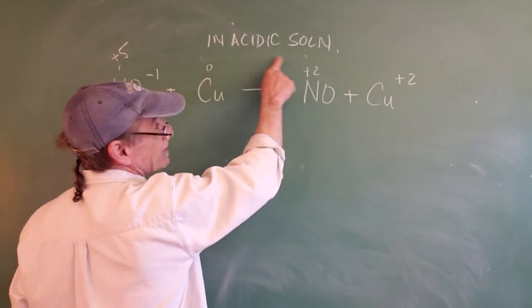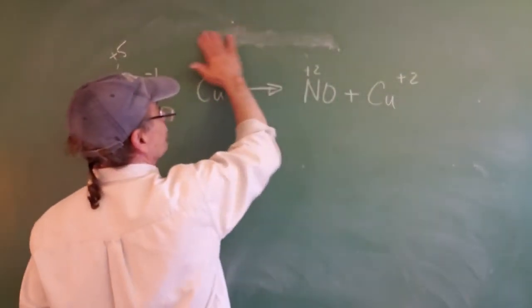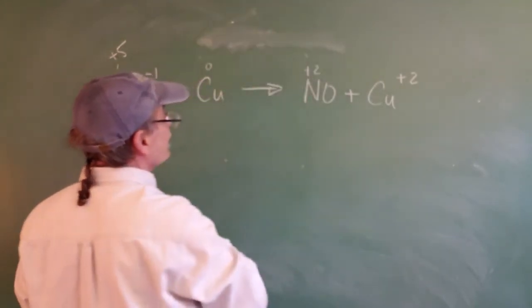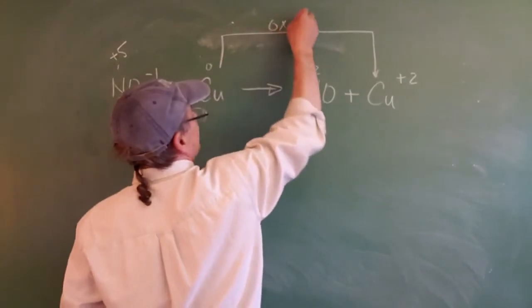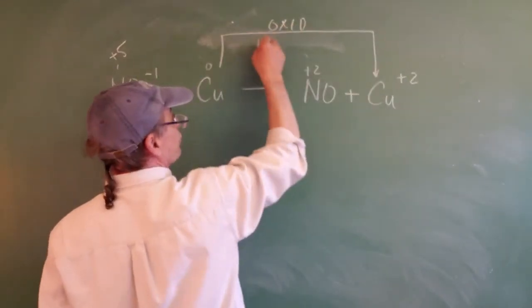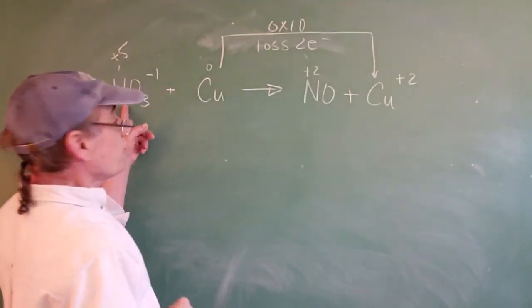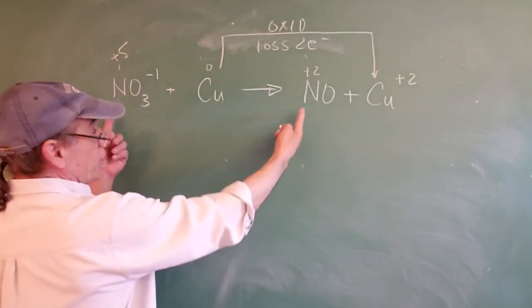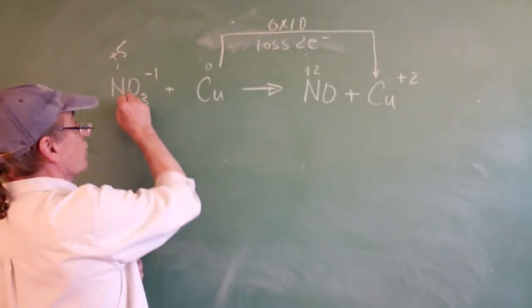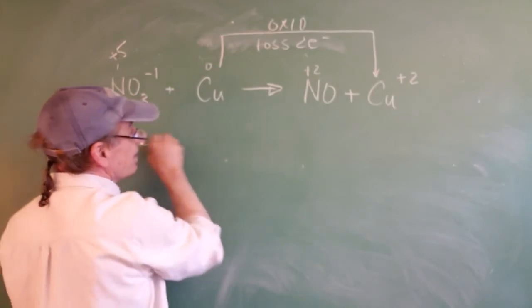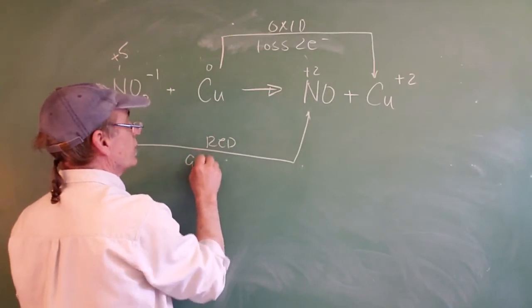I'm going to erase this "in acidic solution" for a second, but remember, we're going to be able to add hydrogens here in a second. So the oxidation was right here. The copper went from 0 to +2, so that's a loss of 2 electrons. On the other hand, the nitrogen, and notice we don't have to pre-balance because we've got one of each on both sides of the arrow. The nitrogen went from +5 down to +2. So there's my reduction, a gain of 3 electrons.